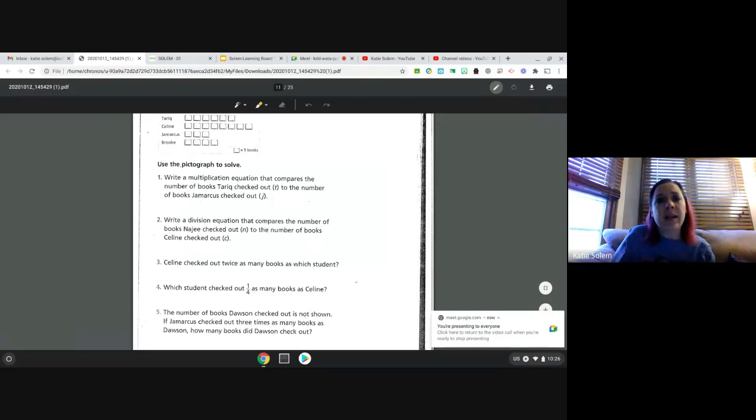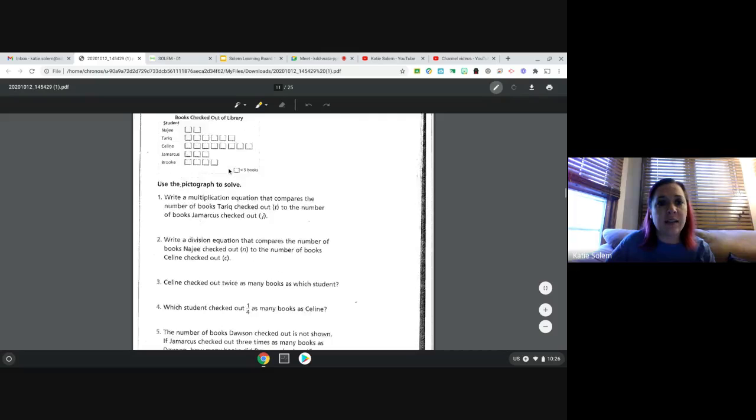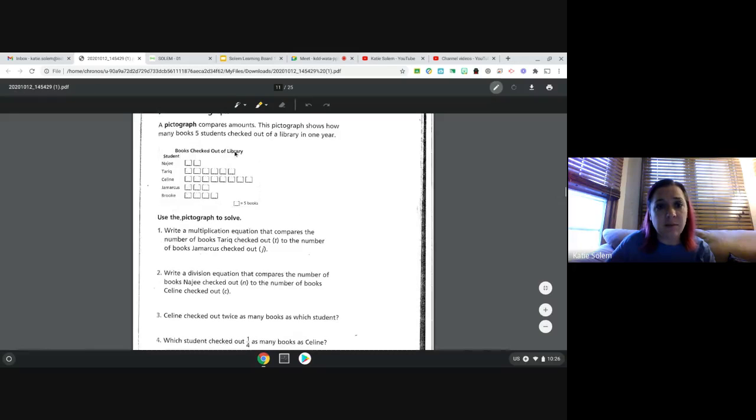Hi, boys and girls. In math today, we're going to be working on pictographs. Pictographs are a way to represent information using pictures. Some of the important things to remember about pictographs are that they have a title that tells you what the graph is about. And they also have this thing down here in the corner called the key. The key is very important in a pictograph because it tells you what each picture represents.